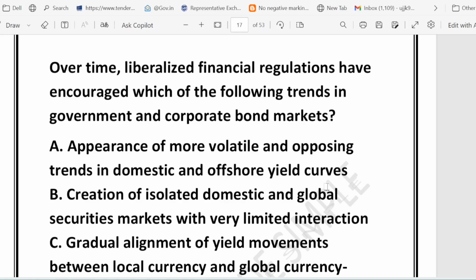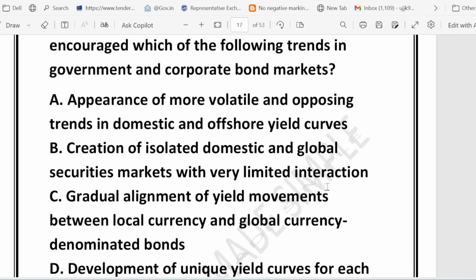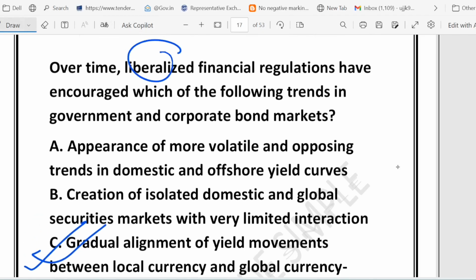So friends, if you look at the option, Option C says, gradual alignment of yield movement between local currency and global currency. Yes, this is the correct one. Yes, option number C is the correct one. Why? Because when financial regulation are liberalized, basically this question is about, liberalization of what? Financial regulation. Try to understand.